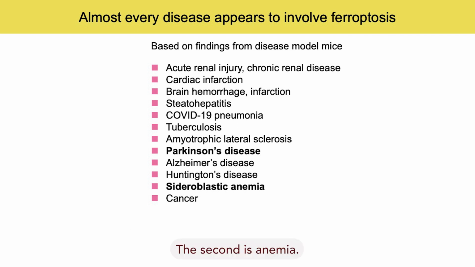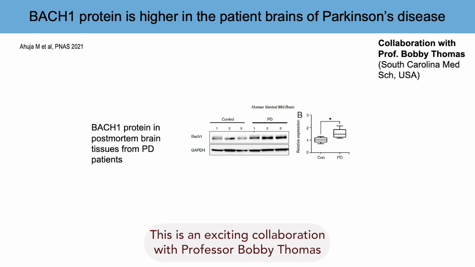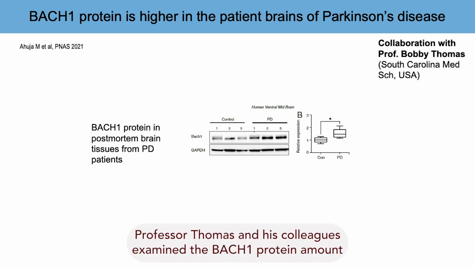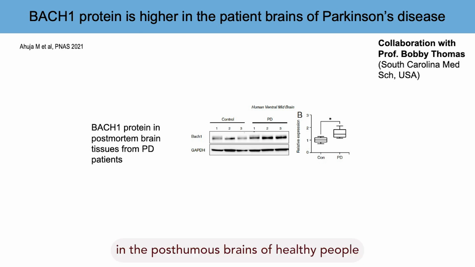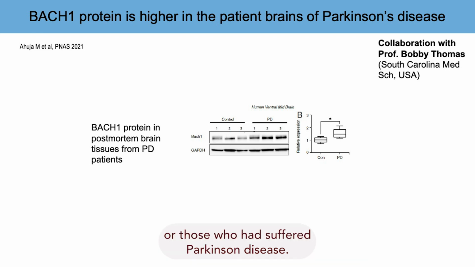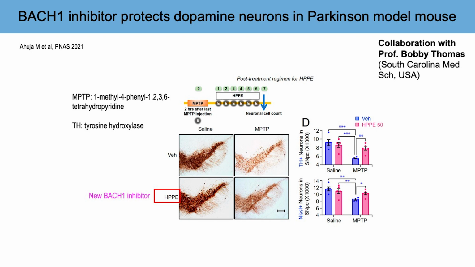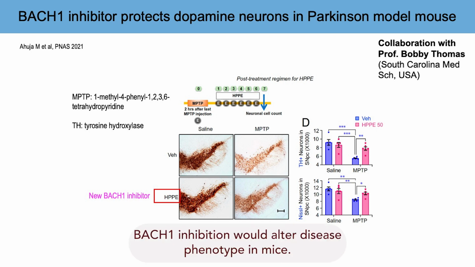The second is anemia. This is an exciting collaboration with Professor Bobby Thomas of the South Carolina Medical School, United States. Professor Thomas and his colleagues examined BACH1 protein amount in the posthumous brains of healthy people or those who had suffered Parkinson's disease. BACH1 protein was higher in the diseased brains. Then they asked whether BACH1 inhibition would alter disease phenotype in mice.